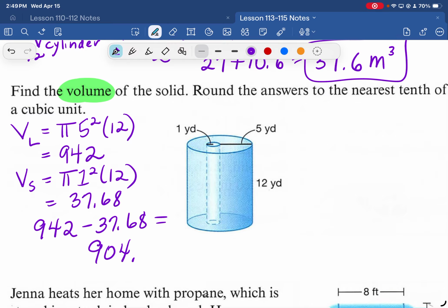Perfect. That's what I got. 904.3. What do we label that? Yards cubed. Very good, because it's volume. That wasn't as hard. No, it wasn't bad at all. It just looked scary.